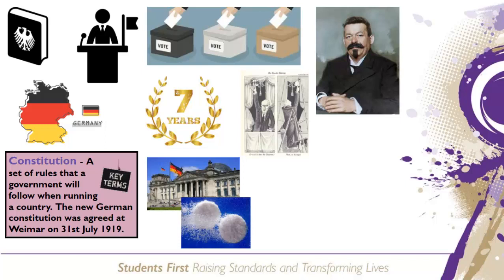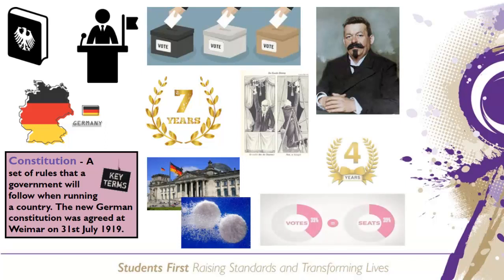Members were elected to the Reichstag every 4 years using a system of proportional representation. This meant that the proportion of seats a party wins in the Reichstag is the same as the proportion of total votes they win in the election. For example, if the SPD won 25% of the votes, they would have 25% of the seats in the Reichstag.